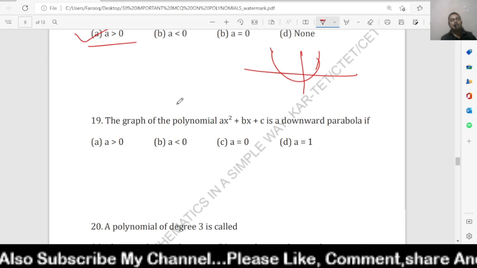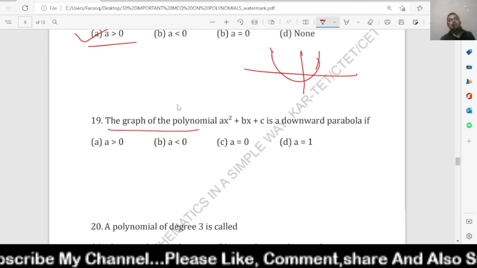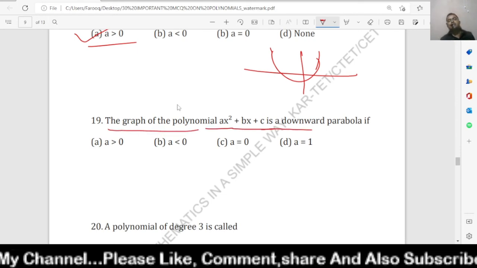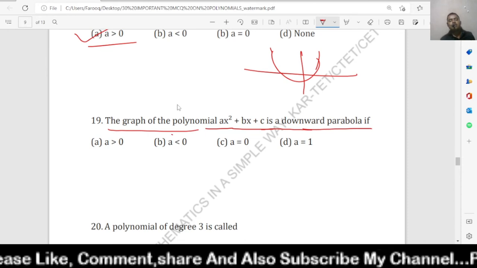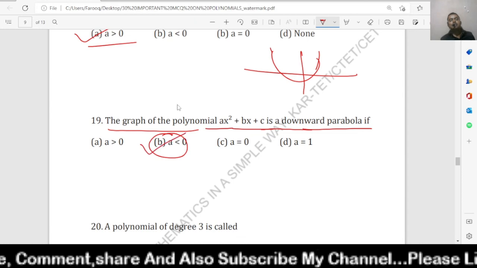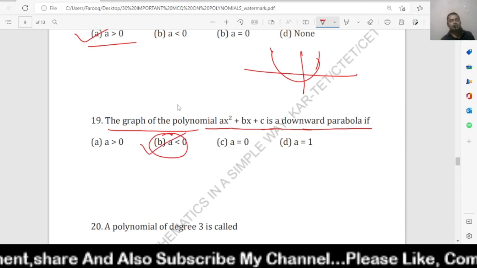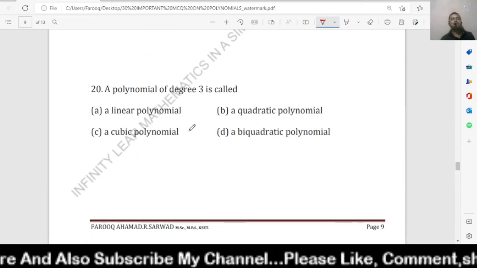If it is downward, in the next question, the graph of the polynomial ax square plus bx plus c is a downward parabola, then the value of a is what? Less than 0. If it is upward, greater than 0. If it is downward, less than 0.